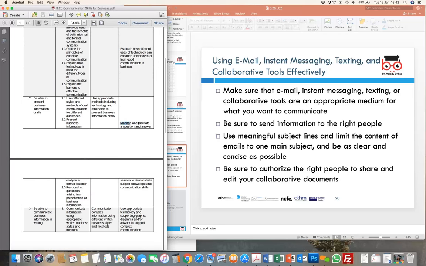And then you look at the distinction task. You have to manage and facilitate a question and answer session to demonstrate your knowledge in terms of communication skills. A typical example to achieve distinction would be a press conference, where you, as a journalist, ask a question and elicit a response or an answer from somebody who's doing that press conference. That could be one example. Or in class, you could relate that you're studying in a class, and you ask the teacher a question, and the teacher responds to you.